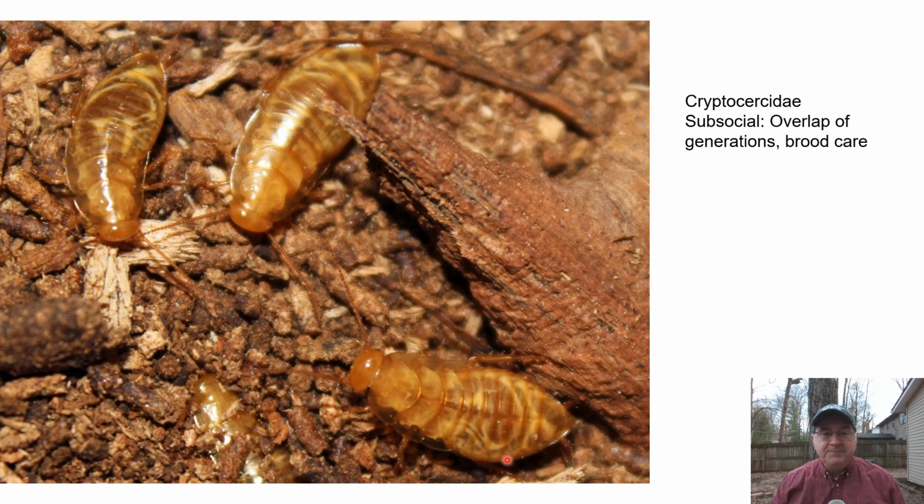I want a special shout out here to the family Cryptocercidae, which is, I believe, a single family with a single species in the single genus Cryptocercus, and it occurs in the Appalachians, and in fact it occurs in Ohio. And it's an interesting cockroach because it has subsocial behavior, not true sociality as in the termites, but they do have overlap of generations. They live together in colonies in decaying wood or in the soil, that kind of interface.